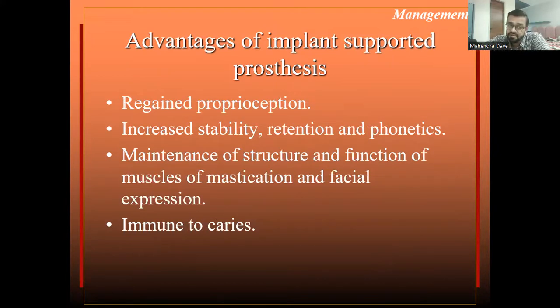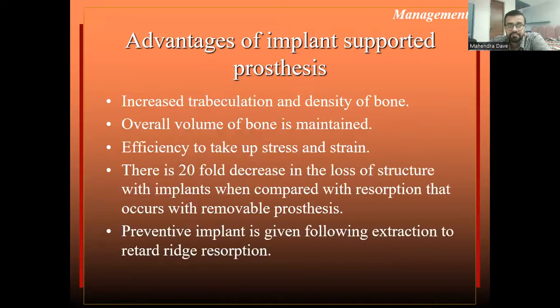Regained proprioception, increased stability, retention, phonetics, maintenance of structure and function of muscles of mastication and facial expression, immunity to caries, increased trabeculation and density of bone, overall volume of bone is maintained, efficiency to take up stress and strain. There is a 20-fold decrease in the loss of structure with implants when compared to resorption that occurs in removable prosthesis. A preventive implant is given following extraction to retard the ridge resorption.